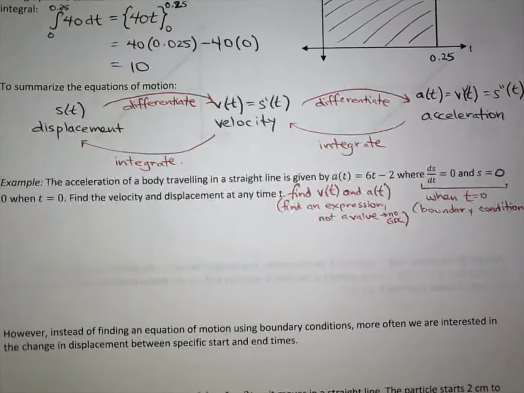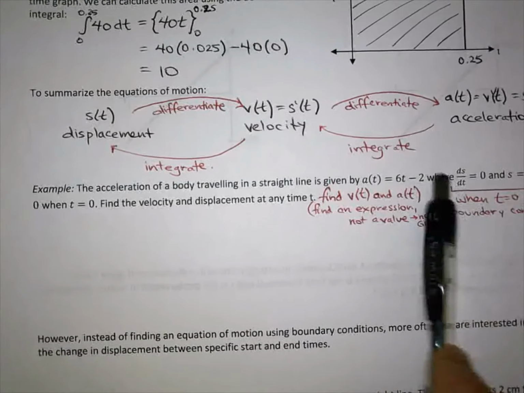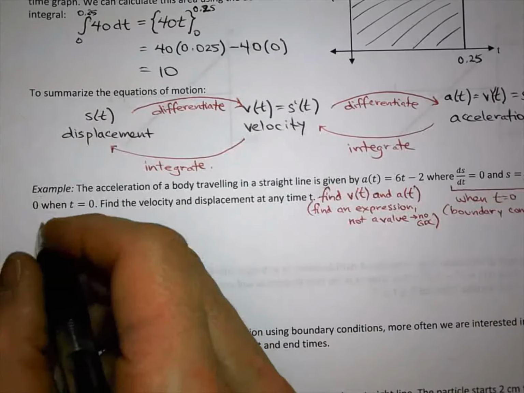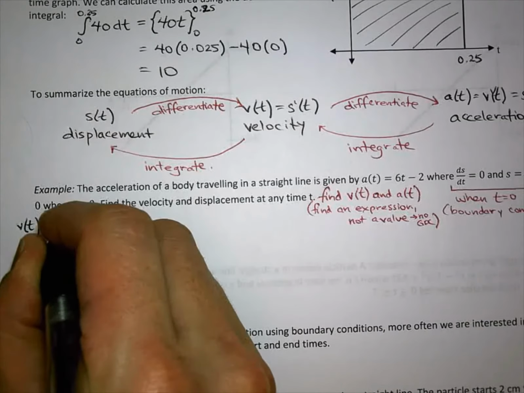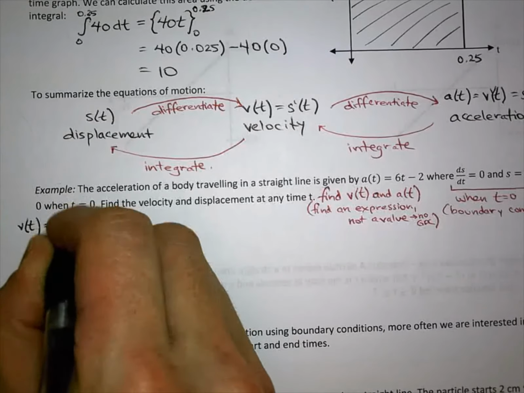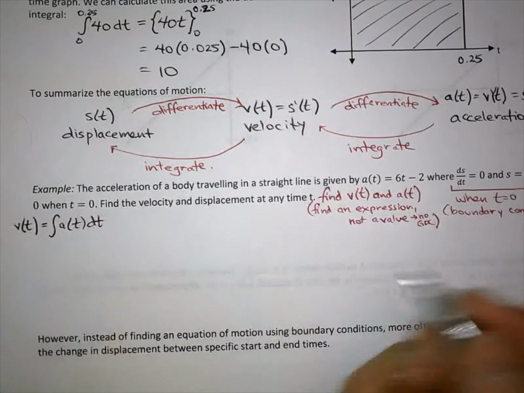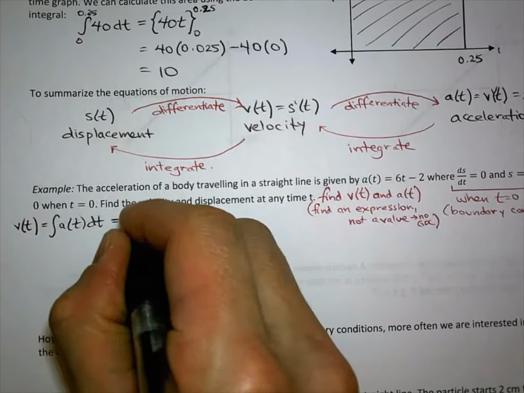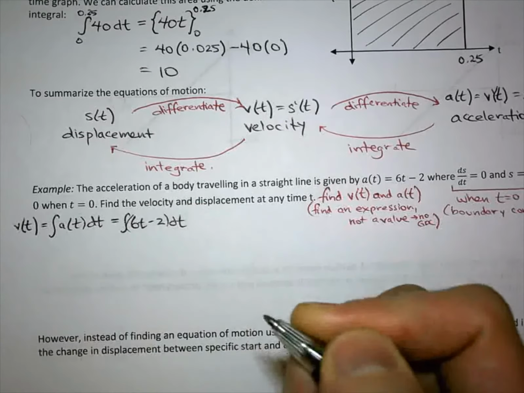Okay, so let's try doing this question. So let's go over here. If I've been given the acceleration and I want to get the velocity, I integrate. So here we go. V(t) is equal to the integral of acceleration. Okay, so that would be the integral of 6t minus 2 dt.